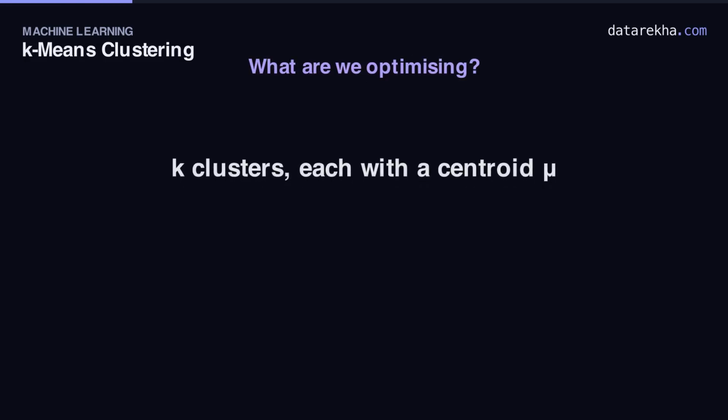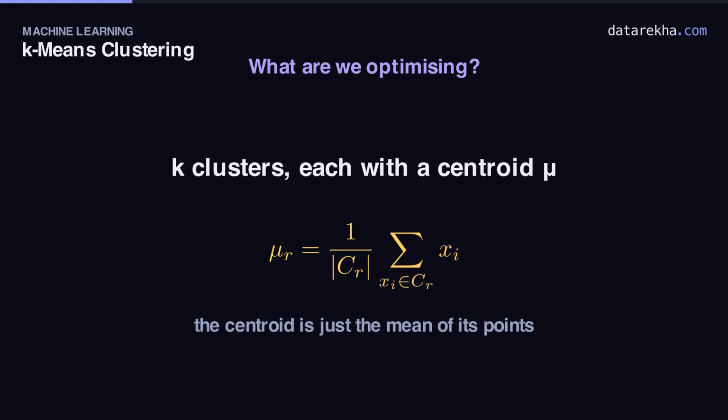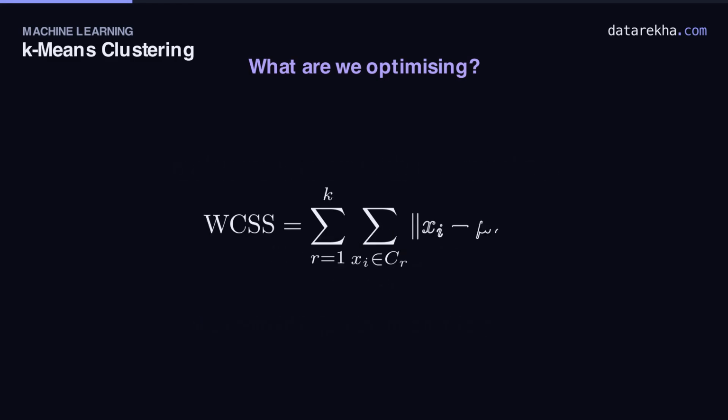Before the algorithm, let's be honest about the goal. We want k clusters. Each cluster gets a single representative point at its heart, called a centroid, written mu, and every data point belongs to exactly one cluster. What makes a grouping good? A tight one. Points should sit close to their own centroid.